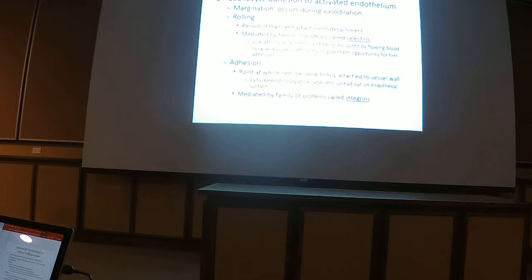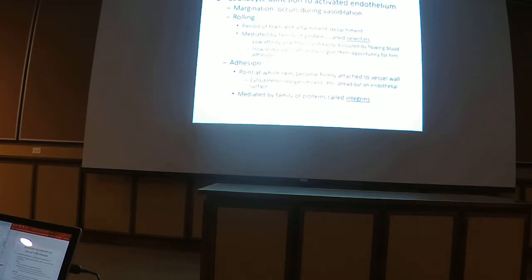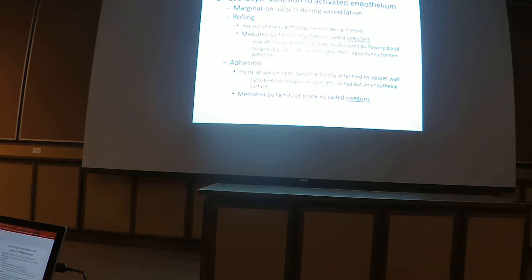And so this rolling is mediated by a family of proteins called selectins, which have a fairly low affinity attachment, but they slow the leukocytes sufficiently to give them an opportunity for firm adhesion, which is itself mediated by a family of proteins called integrins. This is like a favorite boards question. Rolling, selectins; adhesion, integrins.